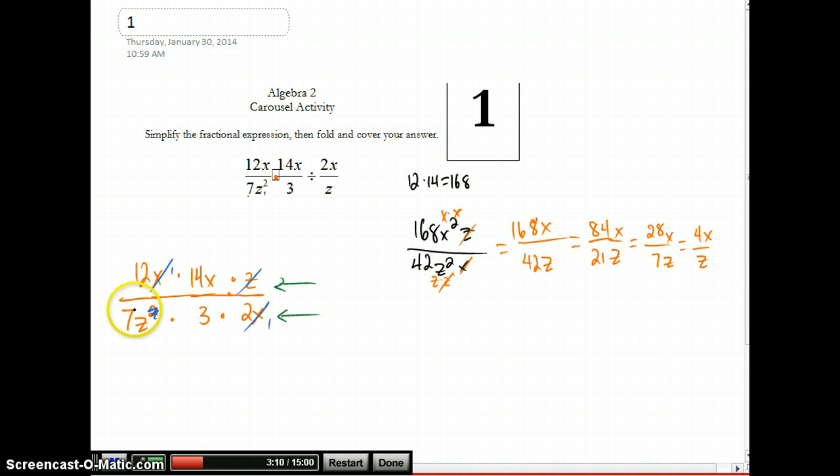So for example, 7 and 14. I know I can divide 7 by 7 and get 1, and 14 by 7 and get 2. I can divide 12 and 3 by 3. 3 divided by 3 is 1. 12 divided by 3 is 4. And I can divide 2 and 4. 4 divided by 2 is 2. 2 divided by 2 is 1. And look at what remains. So I'm left with a 2 and a 2 and an x in the numerator. 2 times 2 is 4 times x, and in the denominator everything is a 1 except for the z.